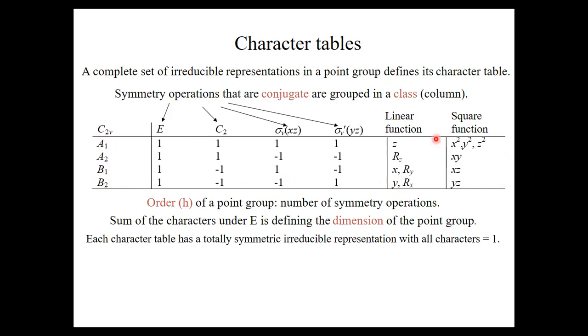So here you see actually another column for square functions. So for instance, you see x squared, y squared, and z squared listed here in the first row for the symmetry type A1. That means that any linear function of x squared, y squared, or z squared has that symmetry type.